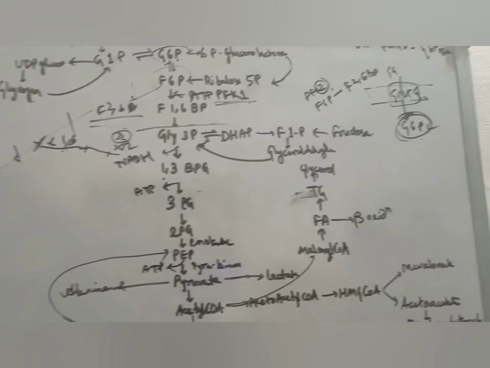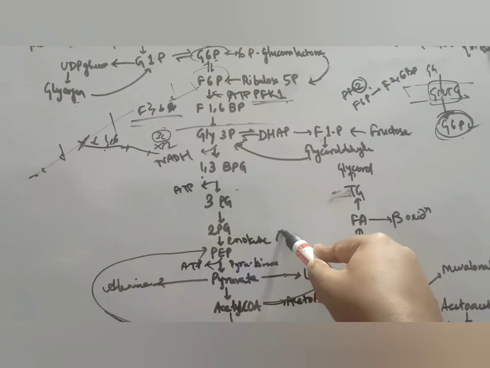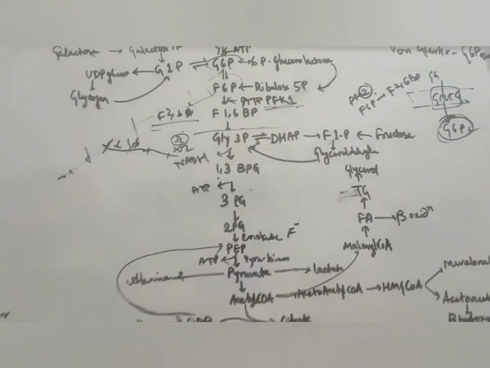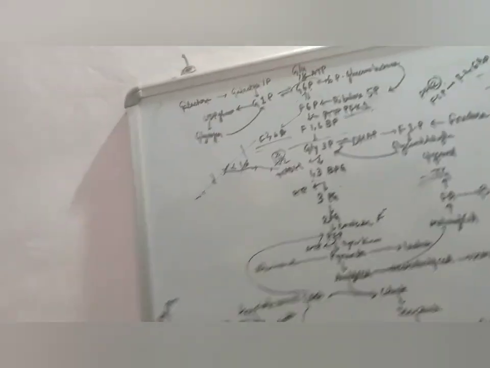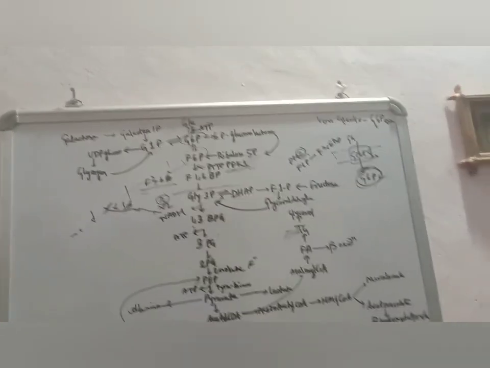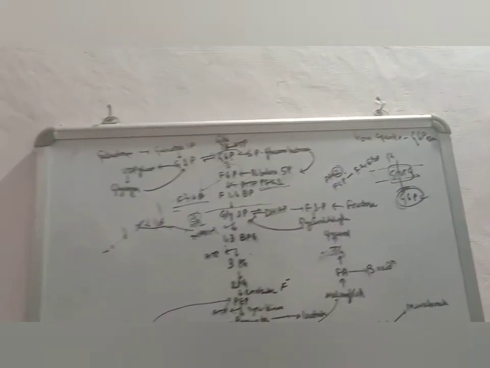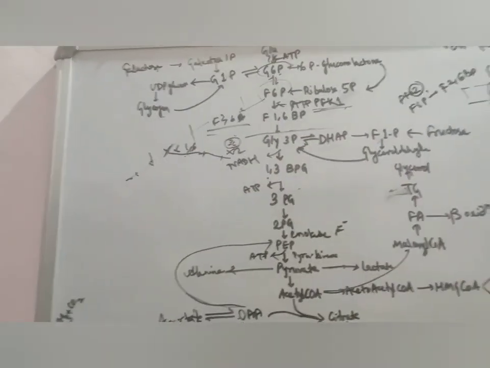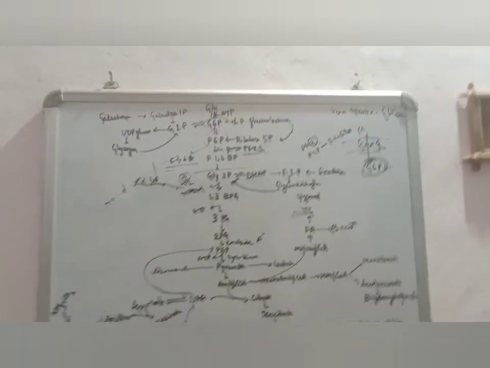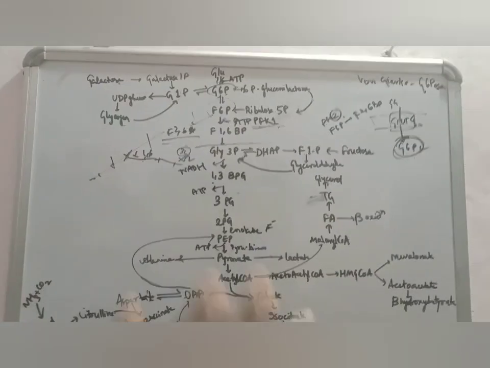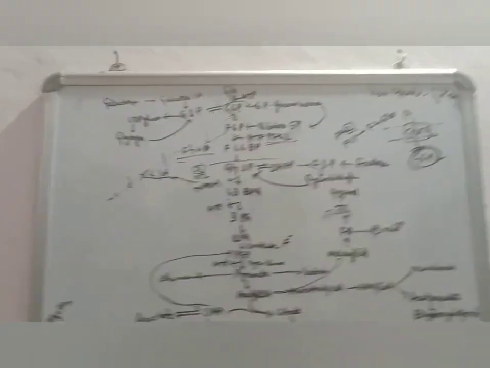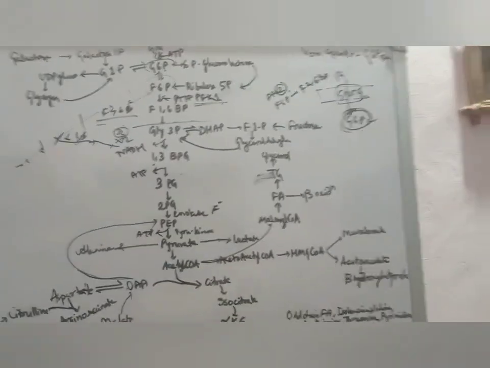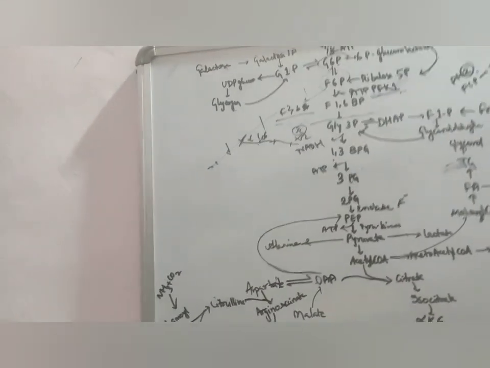And why I wrote enolase: because this enzyme is inhibited by fluoride ions, which is the gray color vial in which you do the blood glucose estimation, FBS, PPBS, RBS, whatever. The blood glucose estimation happens in the fluoride vial, which contains sodium fluoride, and that inhibits enolase, because if the sugar in the blood undergoes glycolysis, then there will be a falsely low value of sugar. So sodium fluoride inhibits the enzyme enolase.